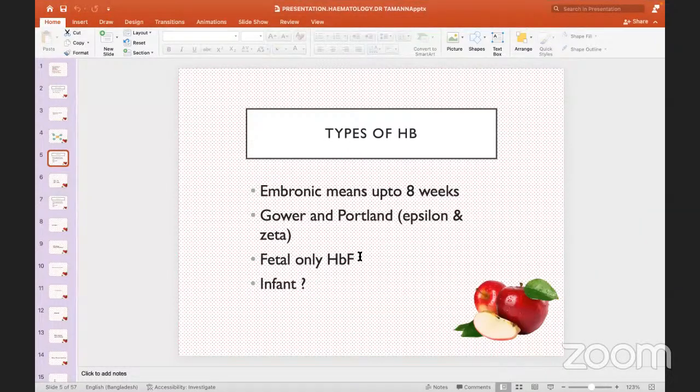And remember, fetal hemoglobin is most important for us. Fetal hemoglobin is made up of hemoglobin F. This is the main component, hemoglobin F. There is no hemoglobin A, no hemoglobin A2, remember, in the fetal life. And in infants, before 1 year of age, what are the types of hemoglobin? Can you tell me? Ma'am, A, A2, and F. Yes, very good. A, A2, and F, very good.